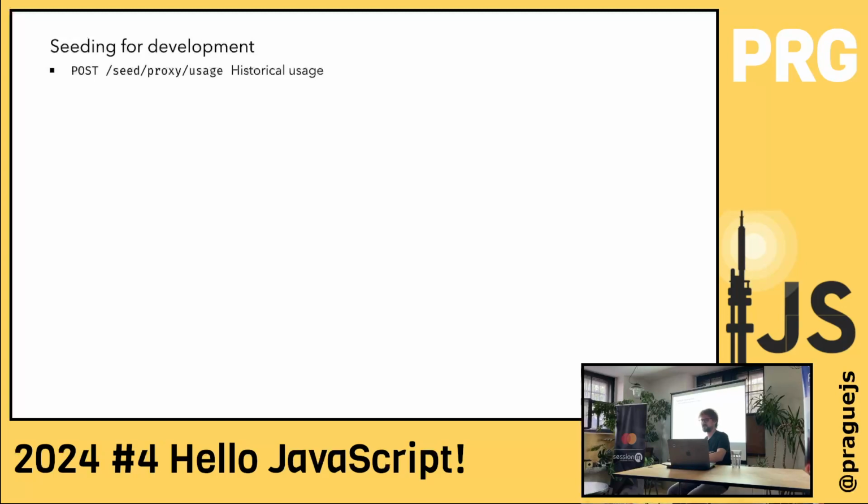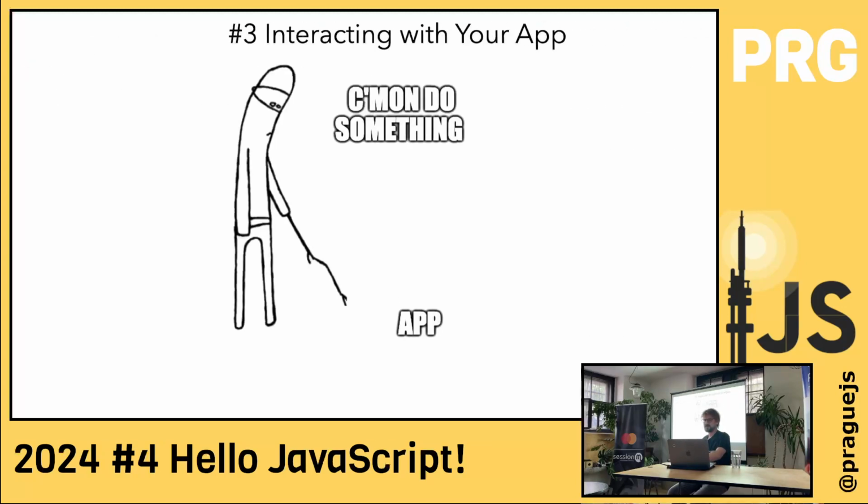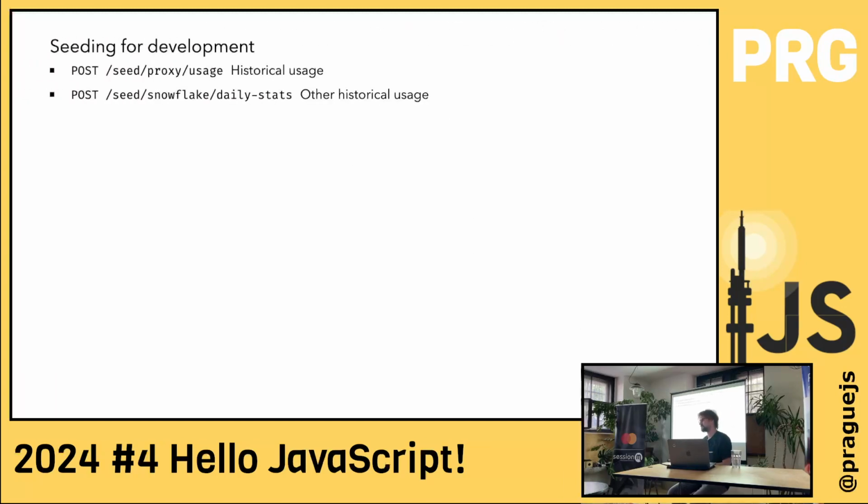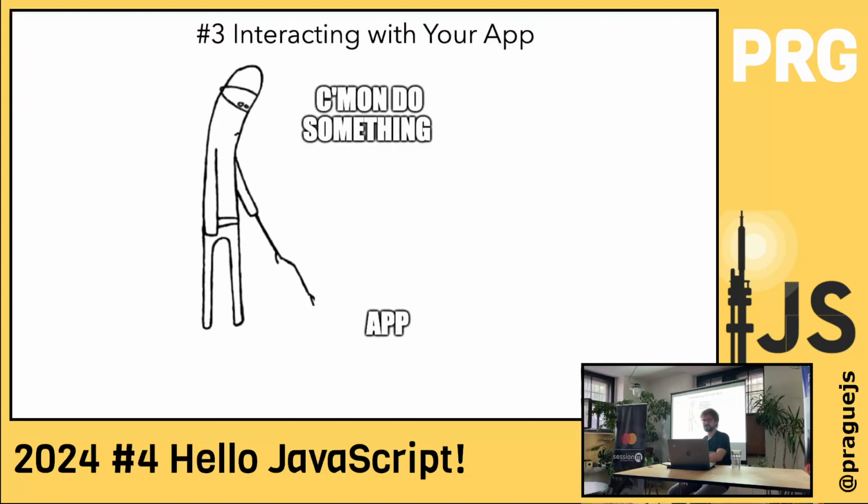Apart from that, we have like few other seeding endpoints, which are mostly used to provide some data about like historical usage, because you cannot get them locally. Your application would have to be running for a few months to get data for all the charts, and there would be like drops over the weekends because you don't run it on weekends. Yeah, and those data are randomly generated because that's all that's needed for the charts.